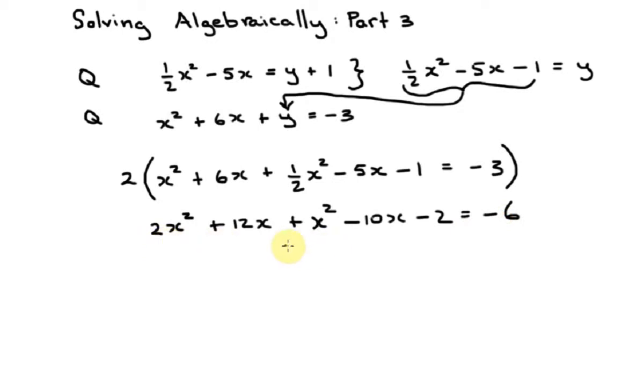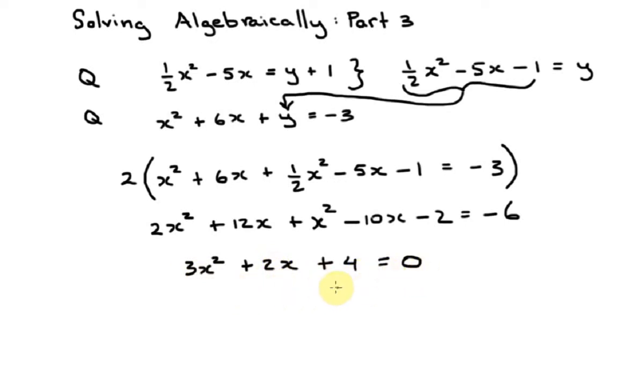So we'll collect together some like terms here. So we're going to have 3x squared. And then there's a 12x and a minus 10x. So that's plus 2x. And then I've got this -2 here, but I'm going to be adding 6 over. So it looks like this is going to be plus 4 and equals 0. So I've now got it all organized. I got my x squared term, my x term, a number, and equals 0.